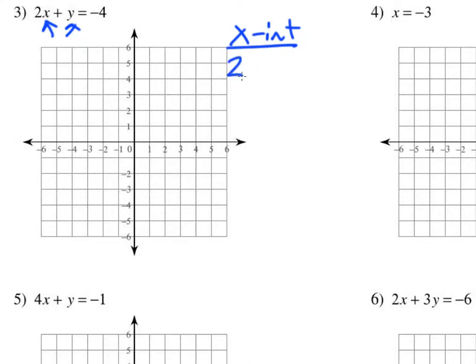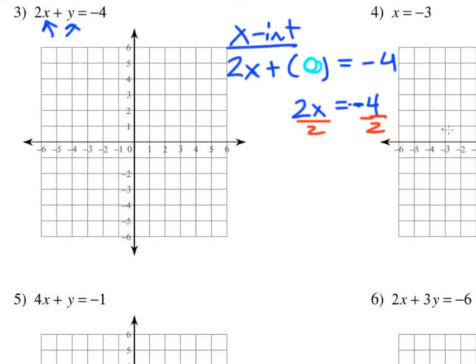For the x-intercept, we write out 2x plus, and then we plug in a 0 for y. So we get 2x equals negative 4. Solve for x, divide both sides by 2. This becomes 1, so we get x equals negative 2, which is the point negative 2 comma 0.